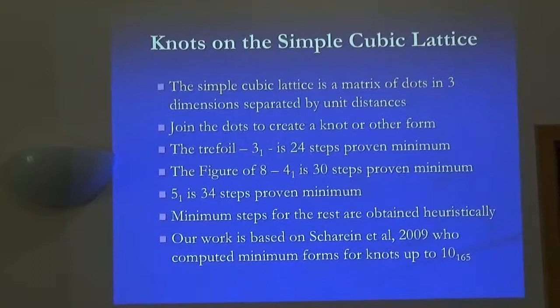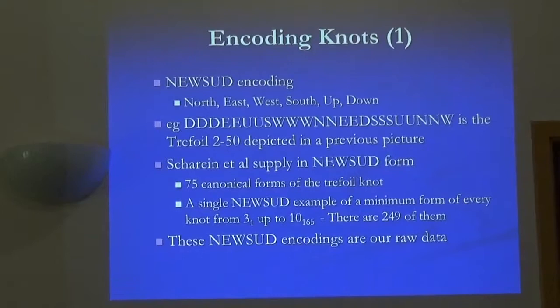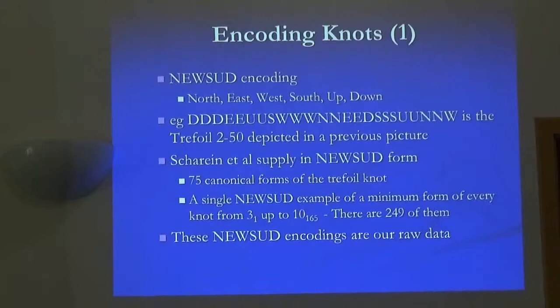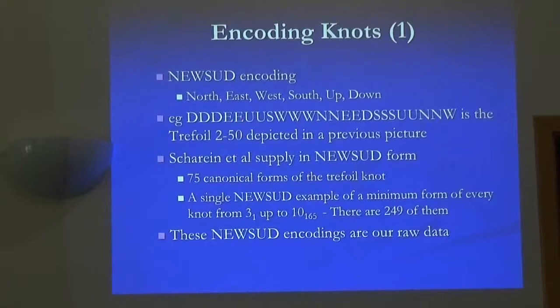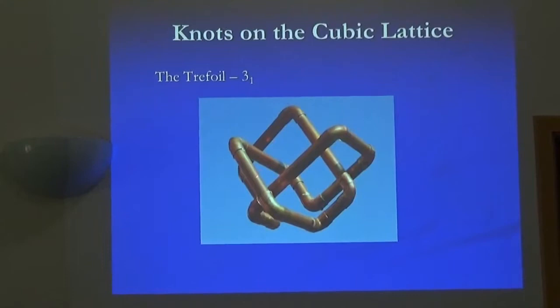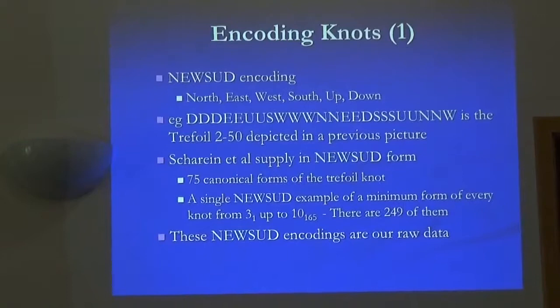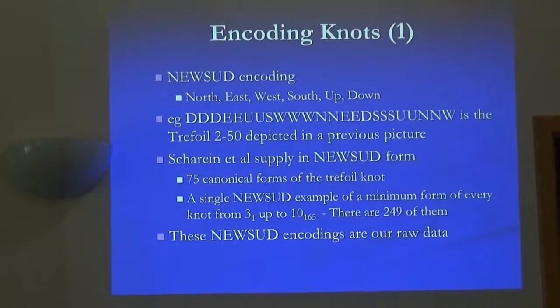To communicate the form of the knots, they used a single lattice encoding. It simply stands for north, east, west, south, up and down. So the trefoil knot in this encoding is down, down, down, east, east, and so on. And if you go back to here, you can actually follow the encoding around the knot. Shirai and his team supply useful simplified canonical forms of the trefoil knot, all 24 steps long, all different.